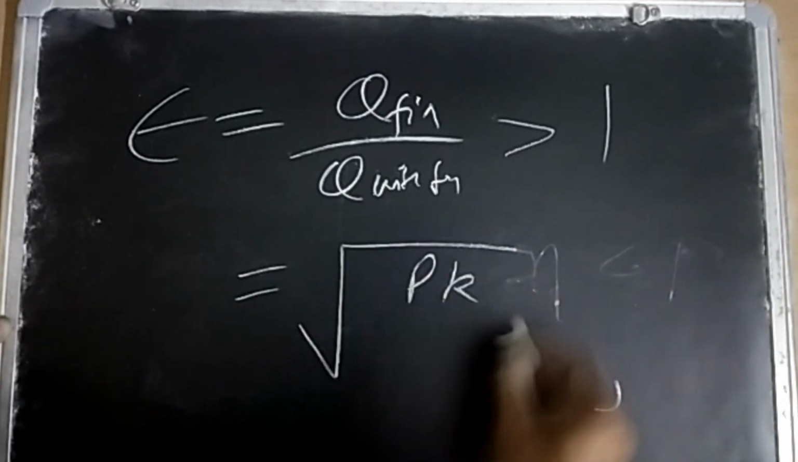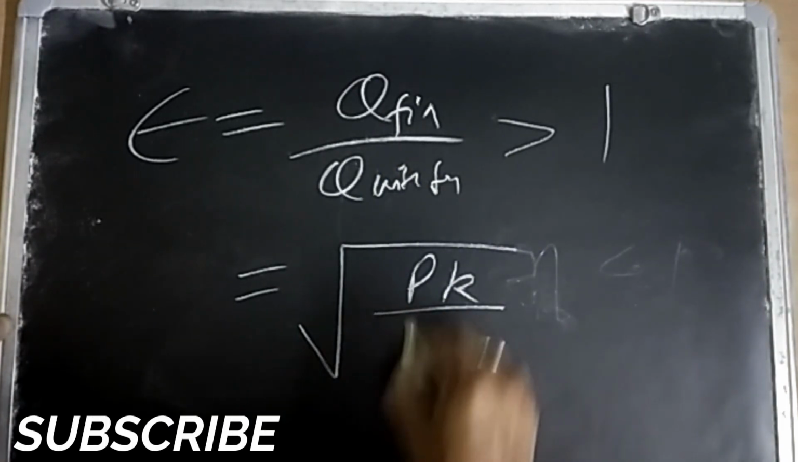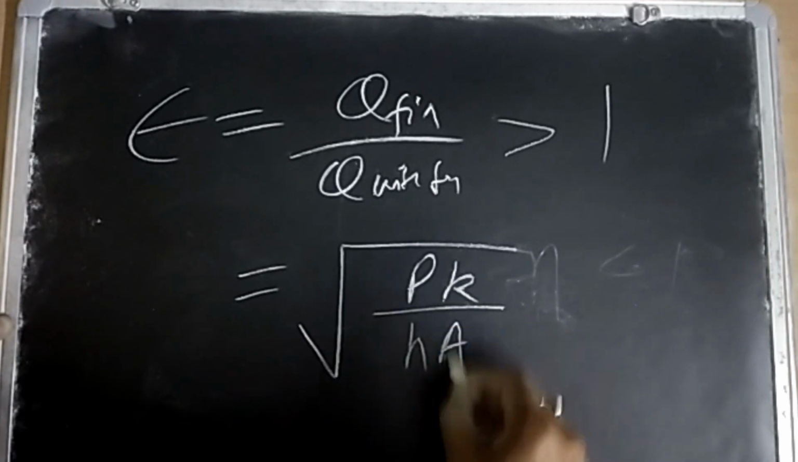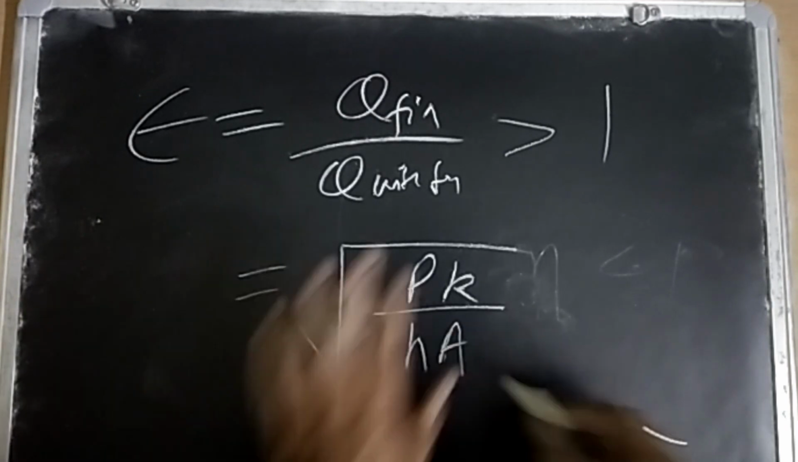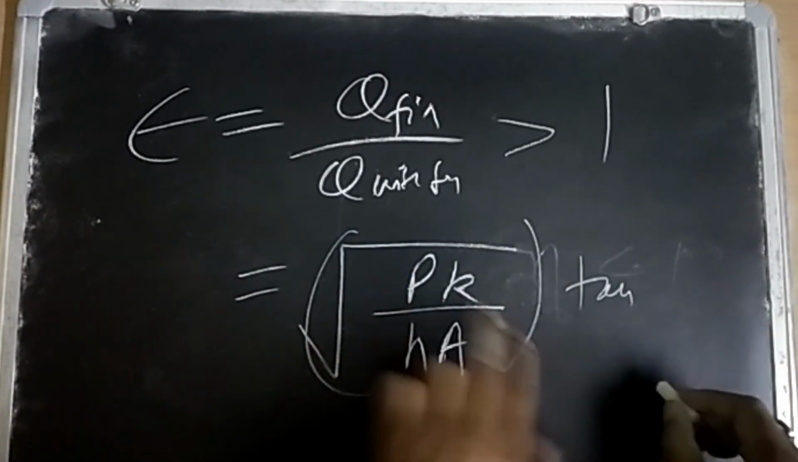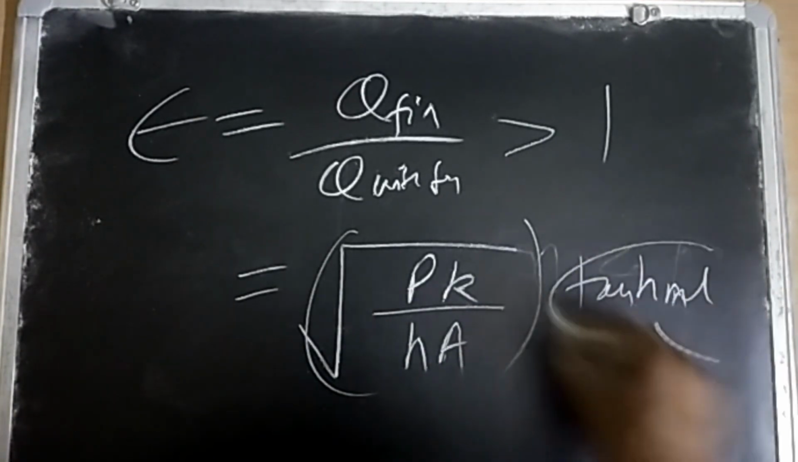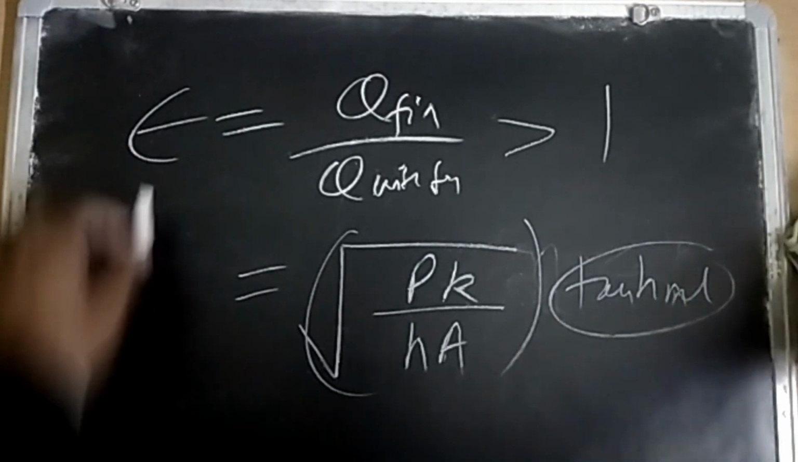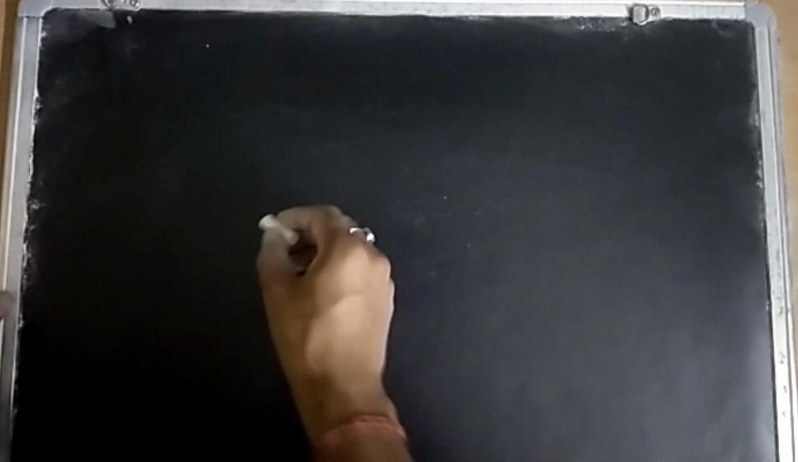And this is given by PK by hA. There is a movie also called PK, you can search the web later. Remember here, PK by hA, that's a way to remember. Tan h ml is everywhere, in effectiveness, in efficiency, and also in the Q calculation.